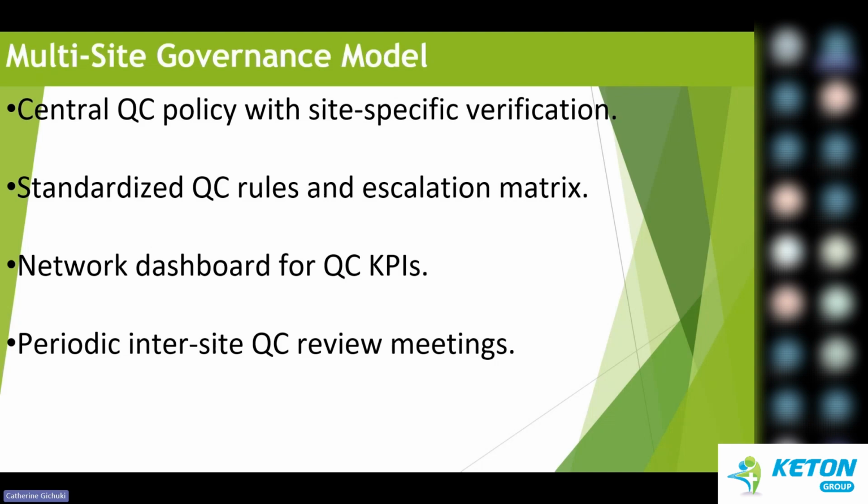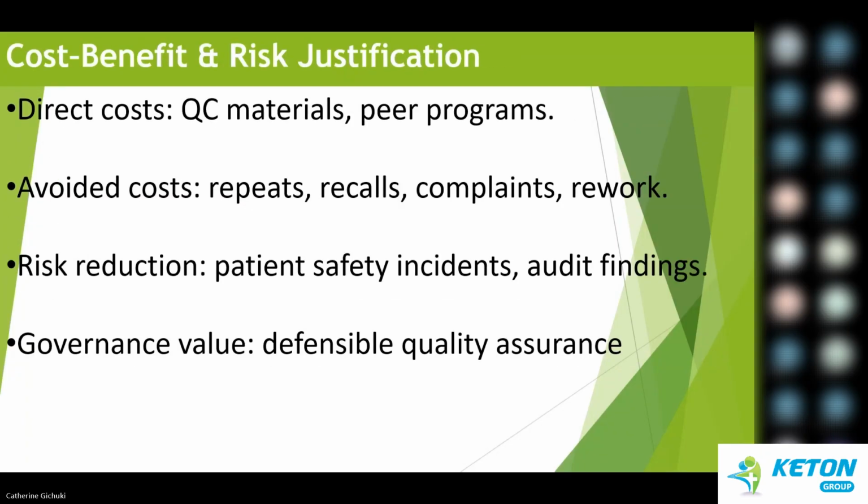So that is about the network dashboard for QC or quality control KPIs, and periodic inter-site QC review meetings. You should hold periodic meetings with your colleagues, the QC, the QA, the management, to compare sites, like we had mentioned. So usually multi-site governance ensures that all branches follow the same rules, the same QC policy and standard, central sites, local accountability, all of them together.